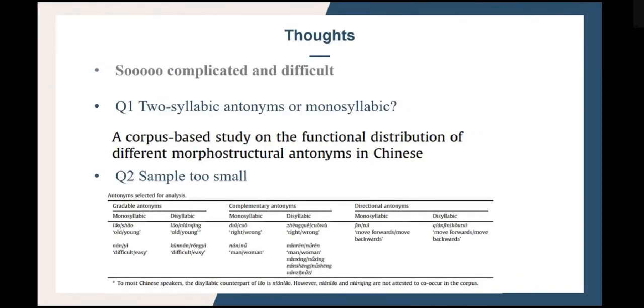After reading this paper, my first impression is that it was extremely complex and also difficult. But at the same time, I have two questions. The first is about the article's research object. The title clearly states that it was about two-syllable antonyms, but in the actual study, the author included monosyllabic antonyms. Also, the percentage is very high. Is this a reasonable approach?